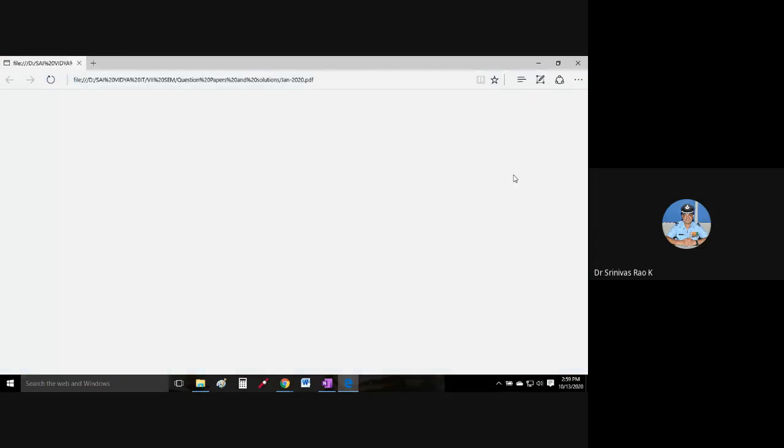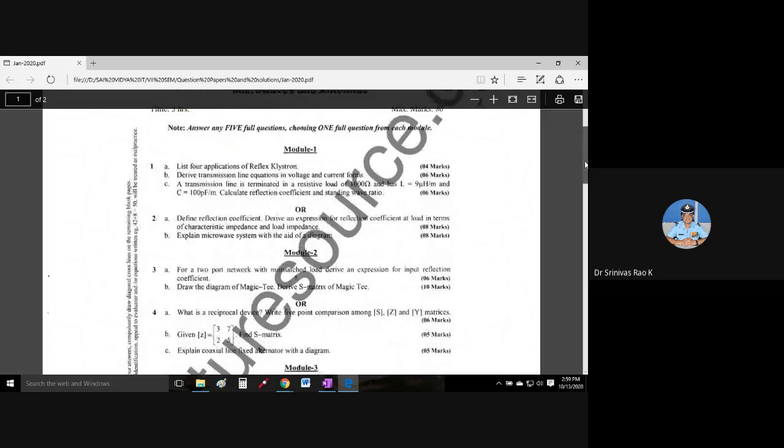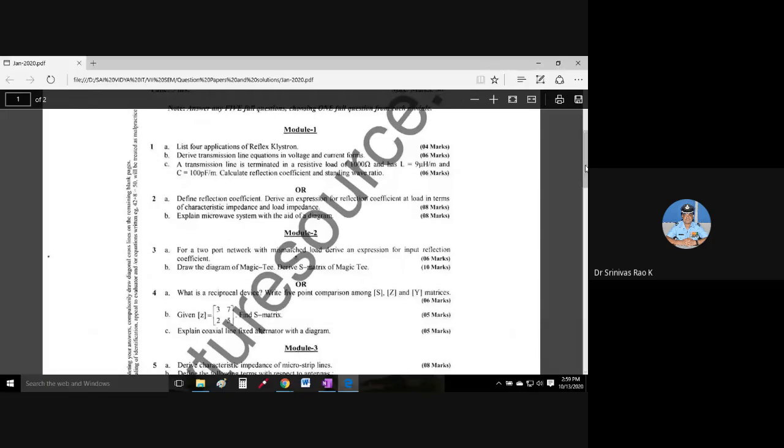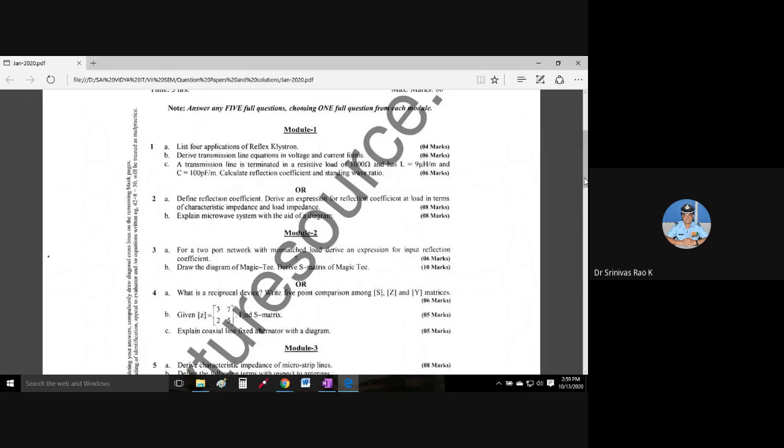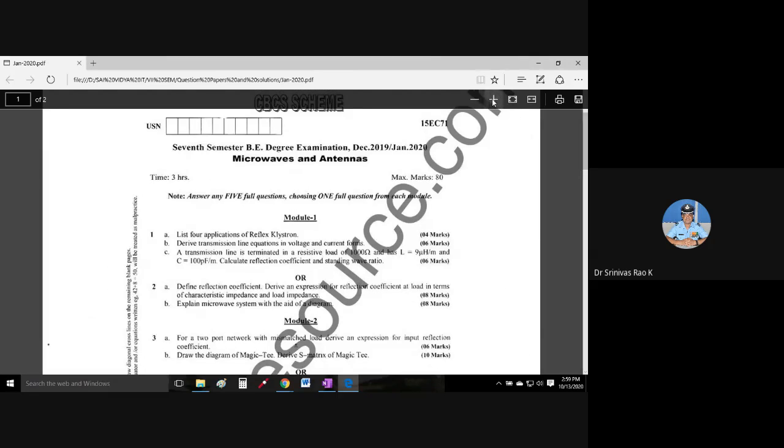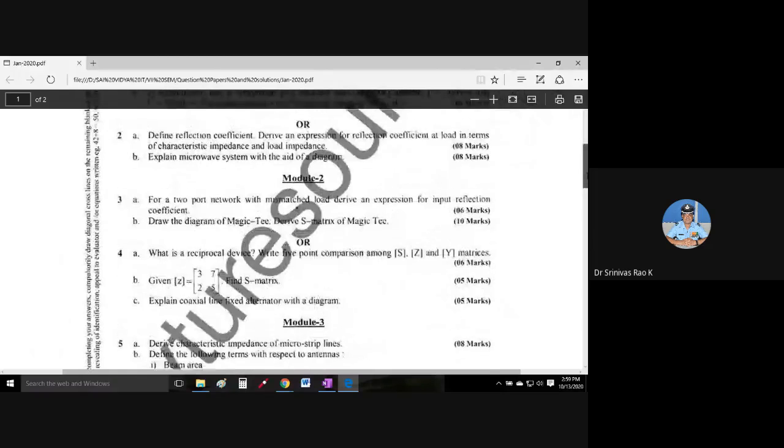So I want to show you some papers. There is another question which is there. This also you try it out. If you can find out, do some research. See, every time if I tell everything, then everything will get evaporated within minutes. So if you do research, it will remain. So I want this also. You should try 3A, for a 2-port microwave network with mismatched load.